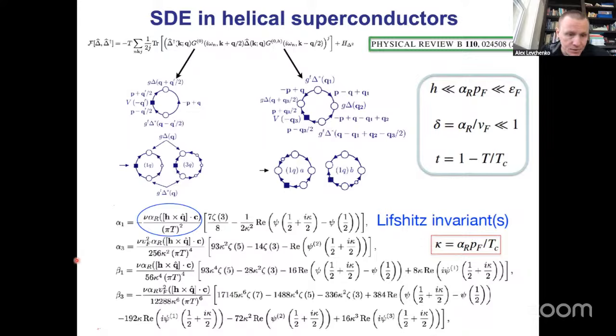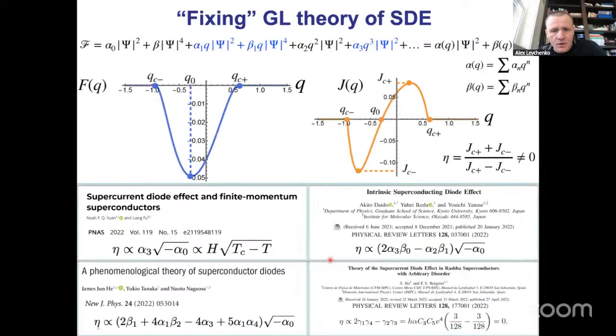So I would like to maybe go back for a second. Can I do that? Yes. So you see, all of these predictions contain these coefficients, alpha, beta, and so on. Alpha and beta are coefficients near the quadratic term in the free energy and the quartic term, and every coefficient itself is an expansion in the Cooper pair momentum. So a lower index 1, 2, 3, 4, and so on tells you to which order in Q you go. Let's say this paper predicts that the diode efficiency should scale as alpha 3. So they say that the linear Lifshitz invariant is not enough, but cubic is already enough.